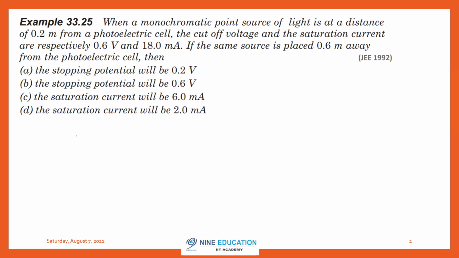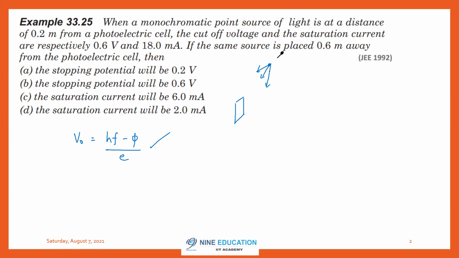What is the formula for stopping potential? V naught is equal to (h f minus phi) divided by e. Now, this is the plate and this is the point source. This point source is emitting light like this. Now this point source is shifted. Initially it was closer to the plate, and it got shifted. Initially this distance is 0.2. It got shifted like this.